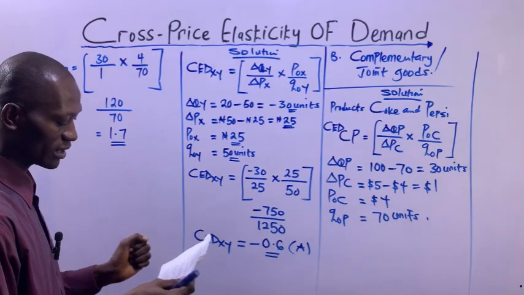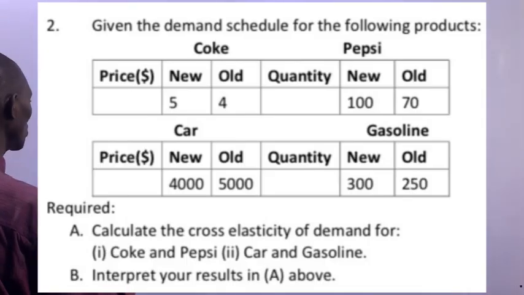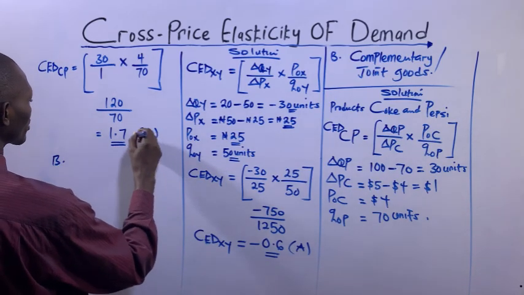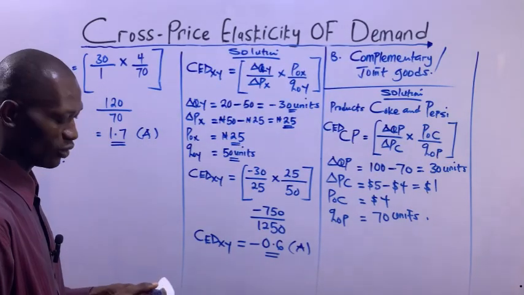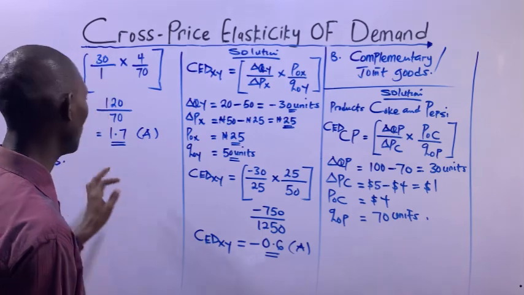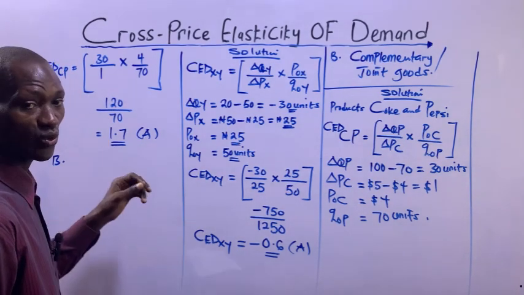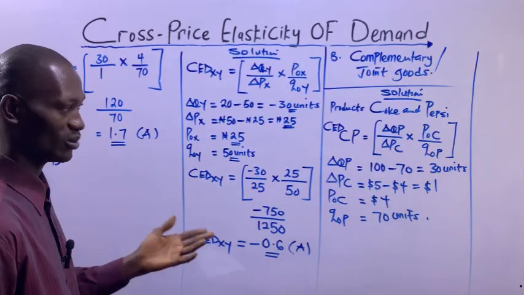So the B part: interpret your result in A above. So to interpret the result, that is the B part. This is the A part. So the B part now, to interpret it, someone should do that for us, based on the explanation I've given so far, all right? This is positive and it is greater than 1. So it will be interpreted as substitute goods. The two goods are substitute goods.